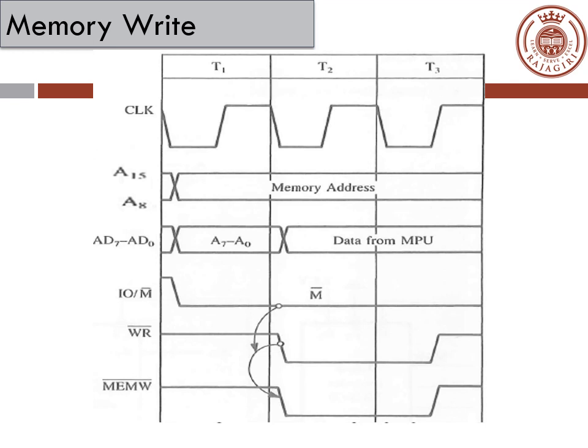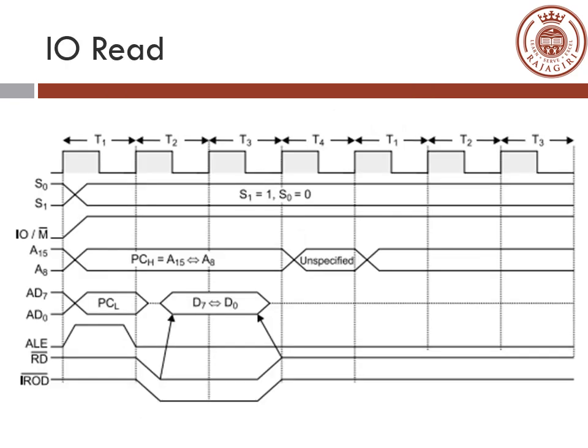So instead of the read signal, here you have the write signal. Similarly, the write signal will generate the memory write signal also. Okay, so this is about the memory operations: the opcode fetch, memory read and memory write.